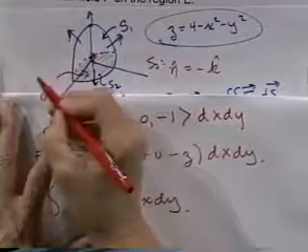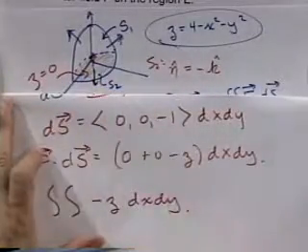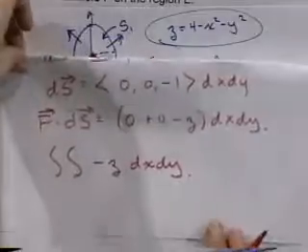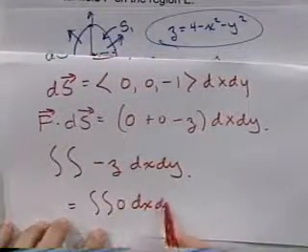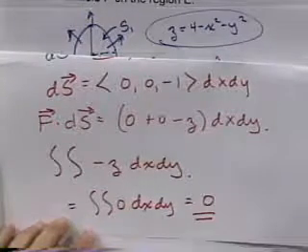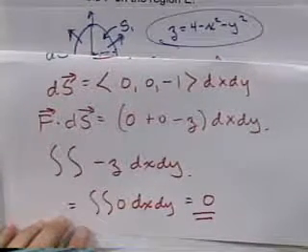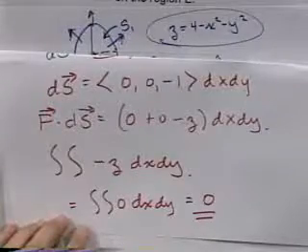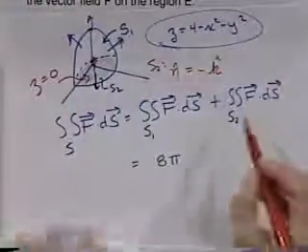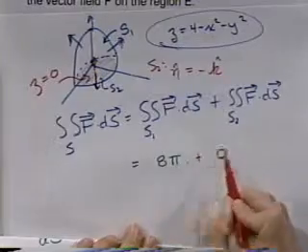For S2, we're on the xy plane. z was 0. So z is 0, and I get a 0. So my flux out of the bottom is 0. Nothing's flowing out. So coming back here, the integral over S2 was 0.